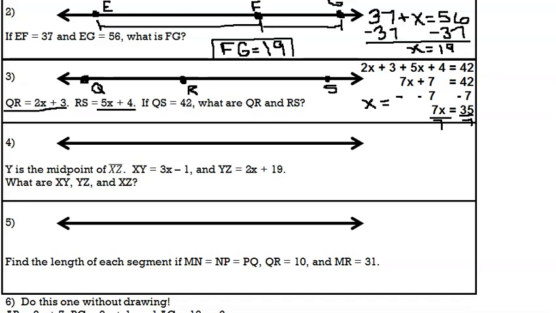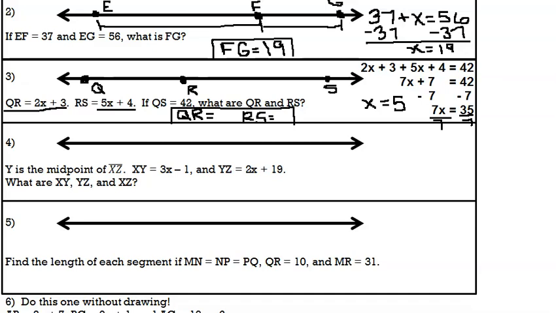Now, this is one thing in geometry class I have to guard against. Don't just say x equals 5. You didn't actually answer the question. I mean, yeah, we know x equals 5, and that is a good thing. But what I want to know is what are QR and RS. That's the more important detail. I want to know what QR is, and I want to know what RS is. So, if you don't actually tell me, you don't get the points.